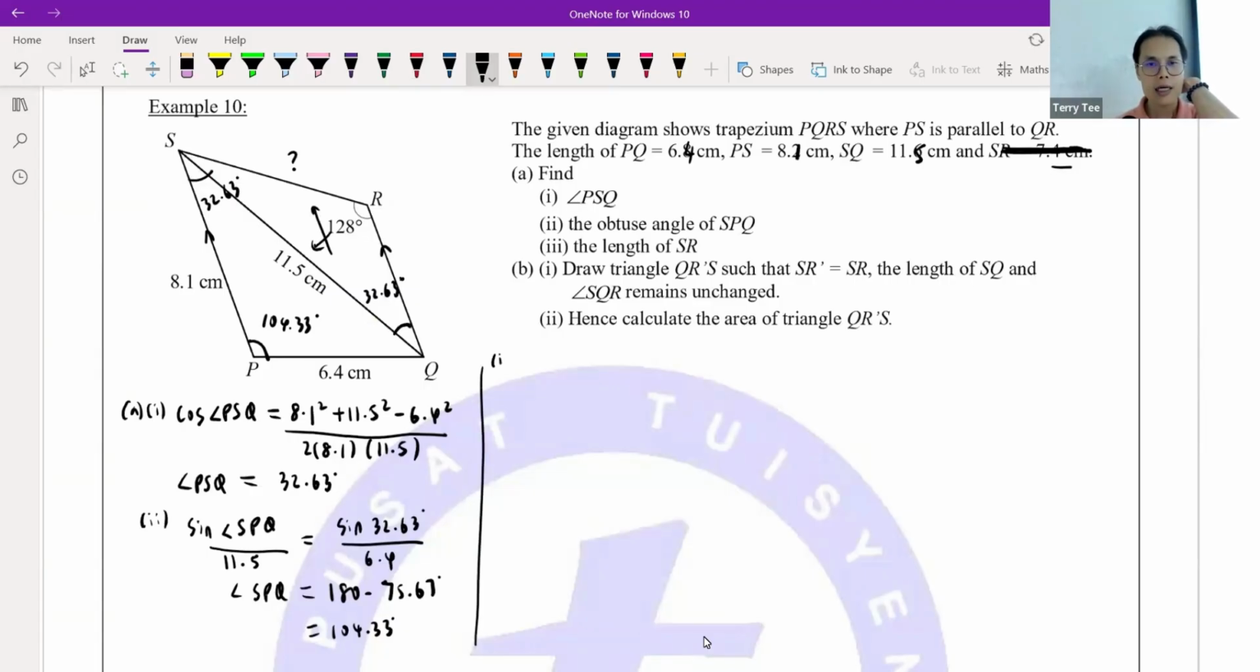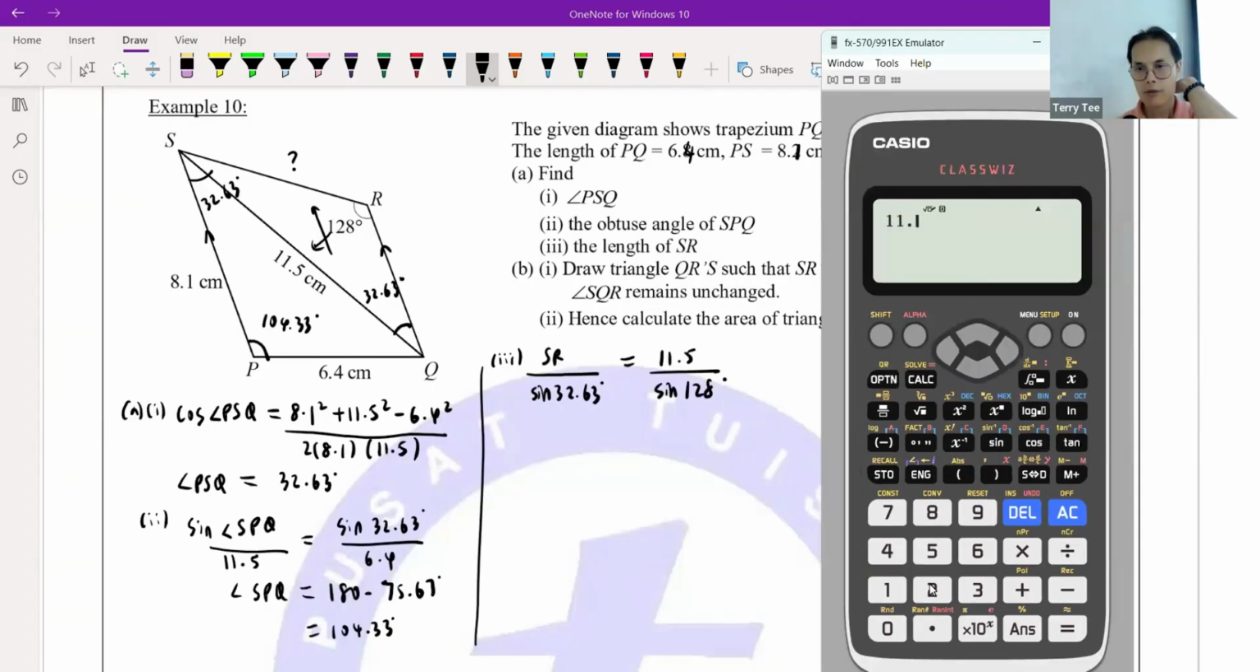So to find SR, we divide sine 32.63. You equate with sine 11.5 divide sine 128. Okay, use your calculator. 11.5 divide sine 128. Then you multiply sine 32.63. Okay, whatever you get. So SR is 7.869.